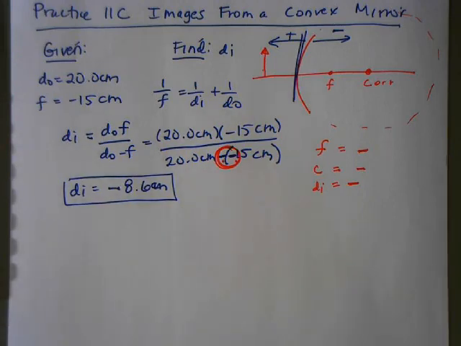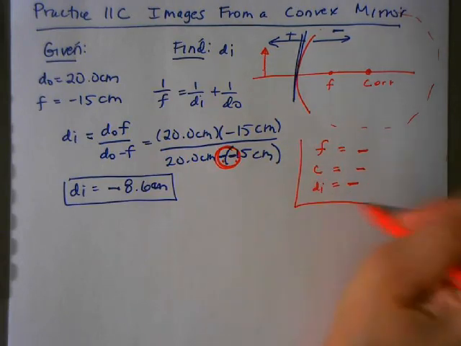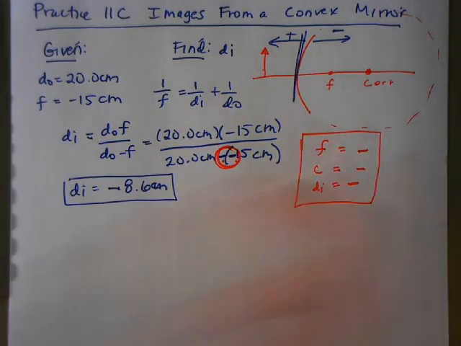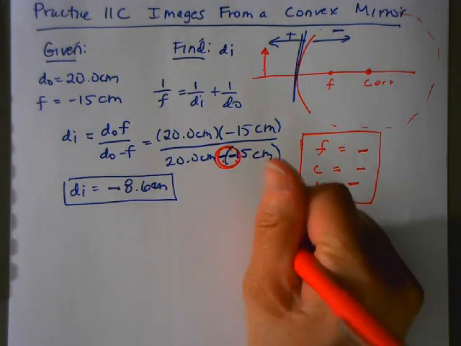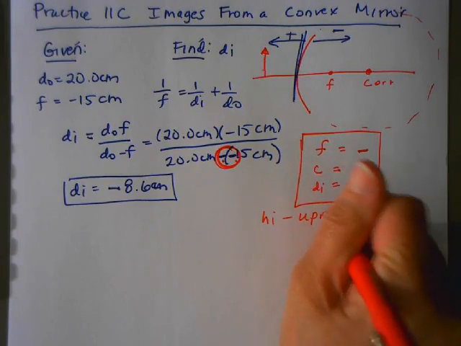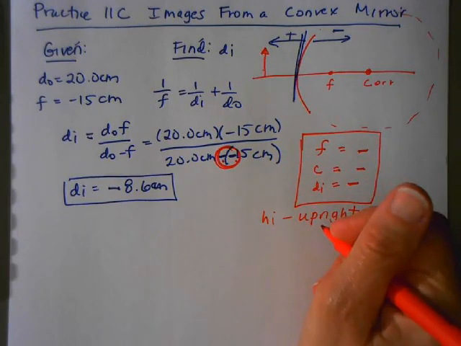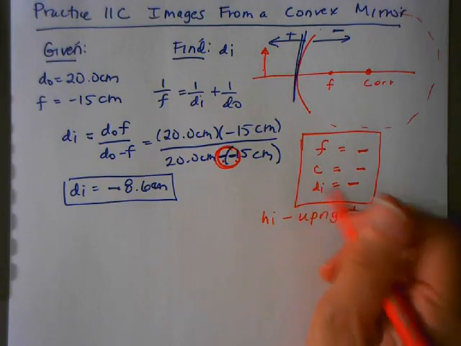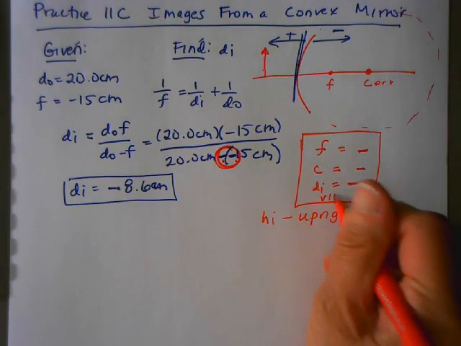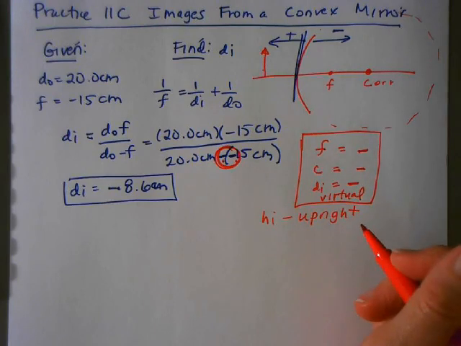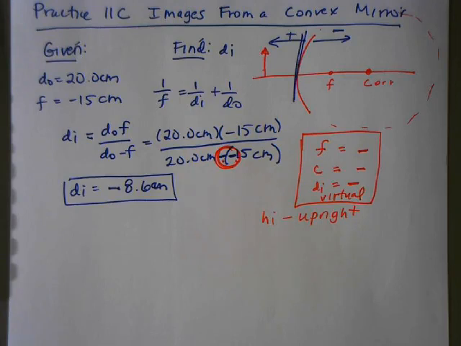And as long as we remember this, this is helpful. And again, that it's always going to be upright. So that means the images are always going to be upright, so HI is always going to be positive. It's going to be virtual. So that means DI is negative, which is virtual. And then we also know that it's going to be smaller when we look at the height of the image compared to the height of the object, which we didn't have to do in this case.